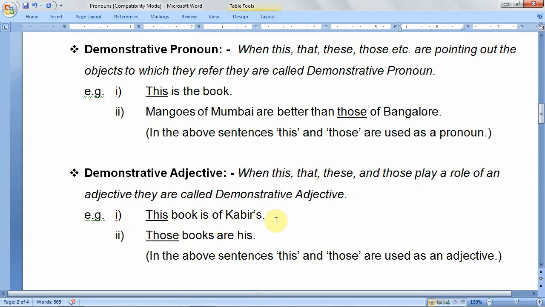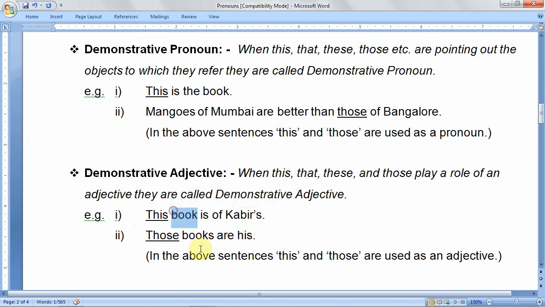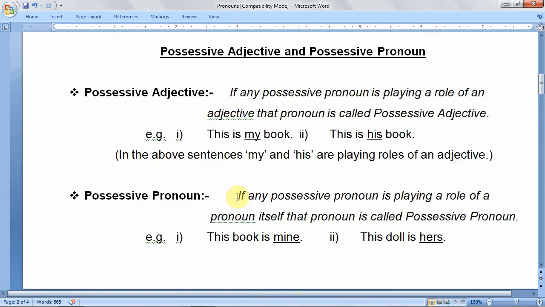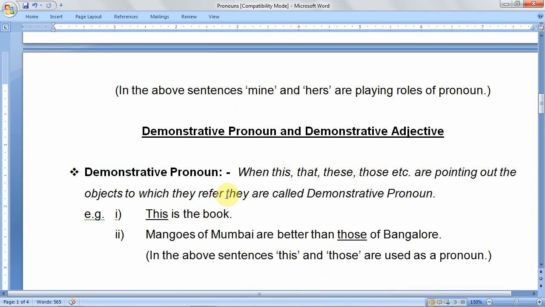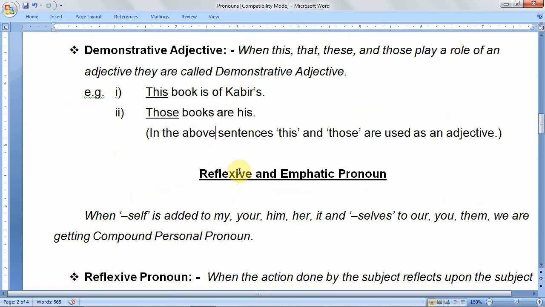Now see, this book is of Kabir's. Those books are his. Here, book is a noun, and before that we have "this." Again, books, and before that we have "those." It's a plural. In the above sentences, this and those are used as adjectives. So hope you understood the difference between demonstrative pronouns and adjectives, as well as possessive pronouns and possessive adjectives. After this lesson, you need to read the same notes or some different notes and practice, then only will you understand. Now we'll go on to another topic.